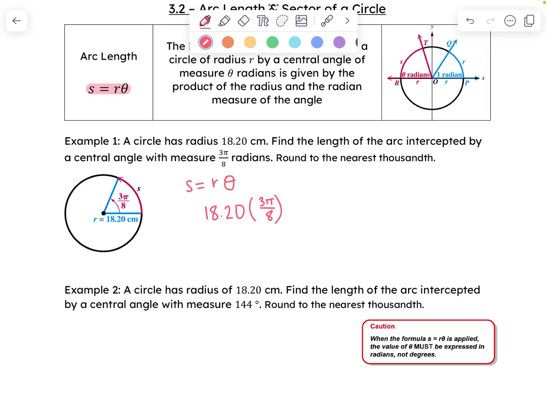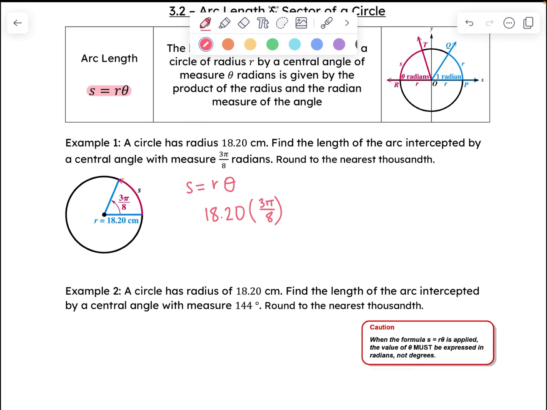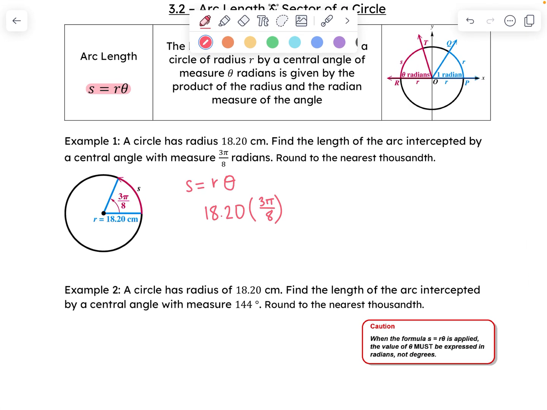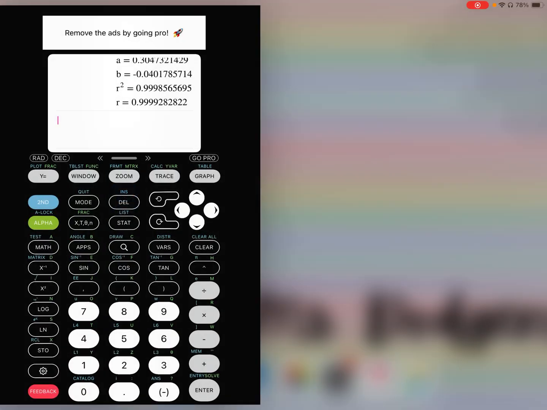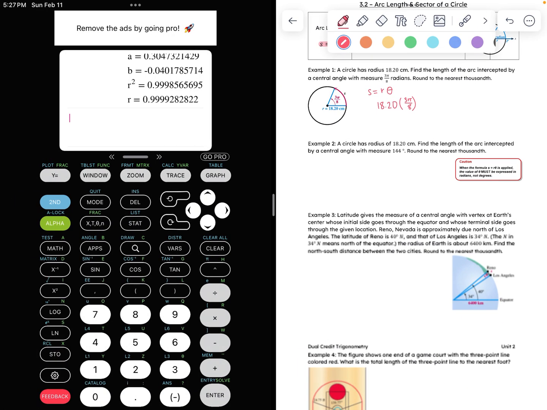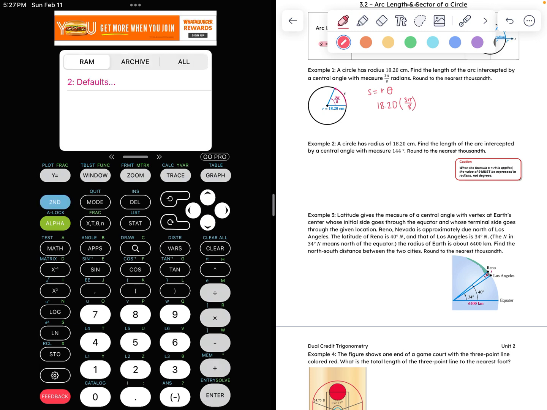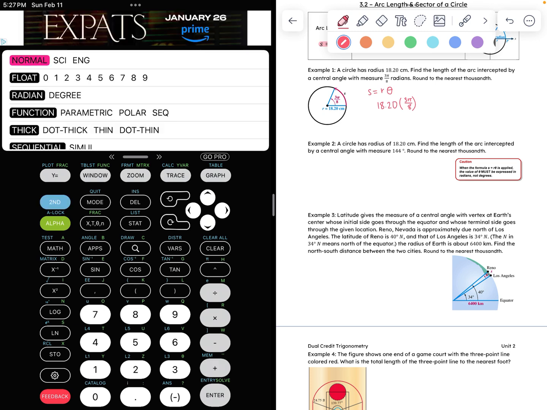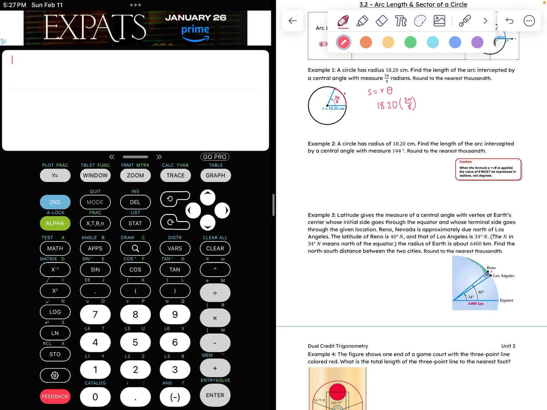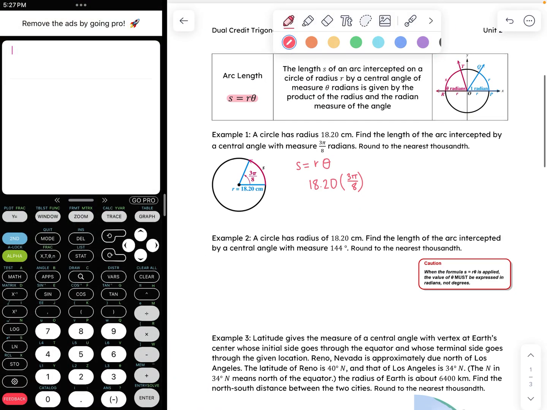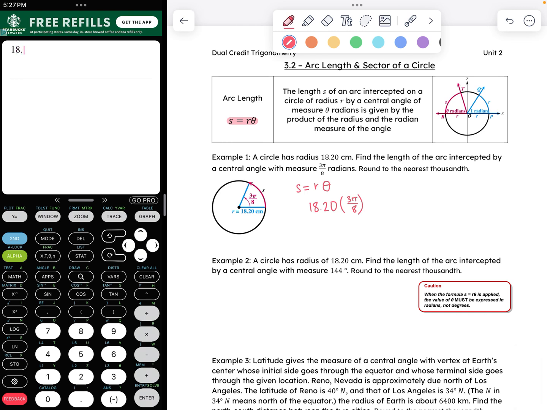We would take that and plug it into our calculator. So let me pull my calculator up. Again, it's really important that we are in radian mode. So check and make sure we're in radian mode. And then we can just plug it in. So I'm going to do 18.20 times that 3 pi over 8.